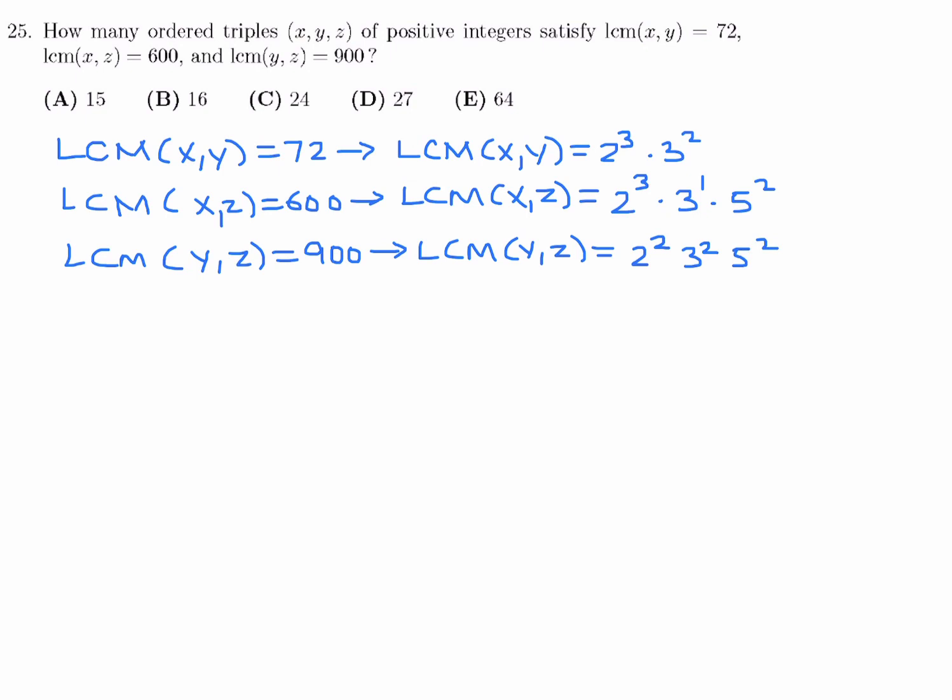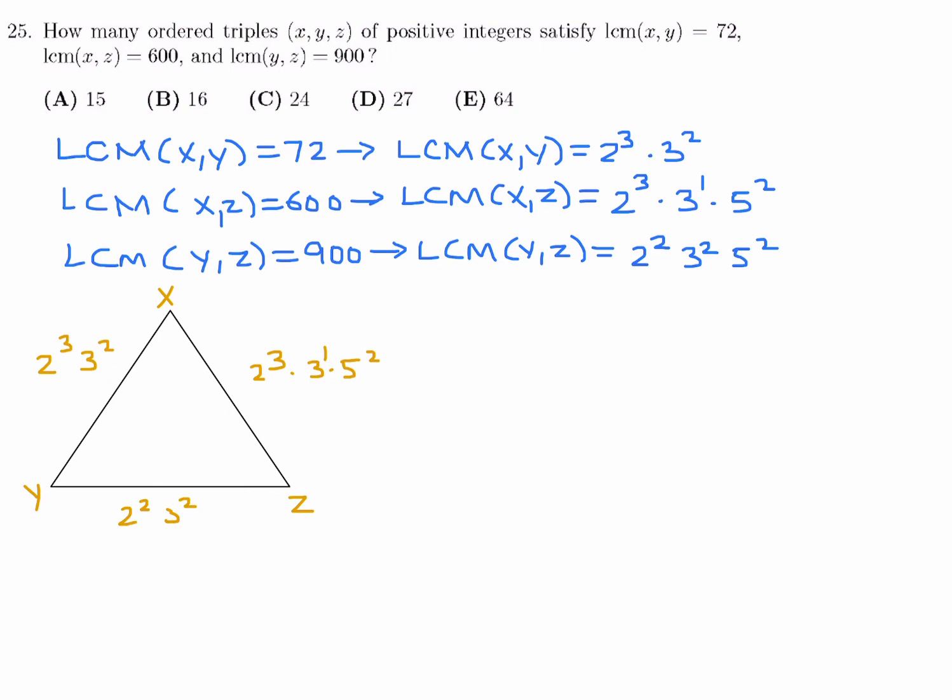So what I'm going to do is use some triangles to illustrate all this. I hope it helps. So if you have x, y, and z, let's see what we get. Well, x and y have a least common multiple of 2 to the power of 3, 3 to the power of 2. And then x and z, 2 to the power of 3, 3 to the power of 1, and 5 to the power of 2. And y and z are 2 to the power of 2, 3 to the power of 2, and 5 to the power of 2 with regard to their least common multiples.